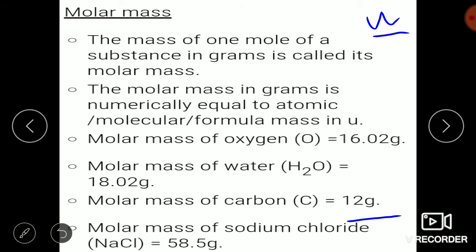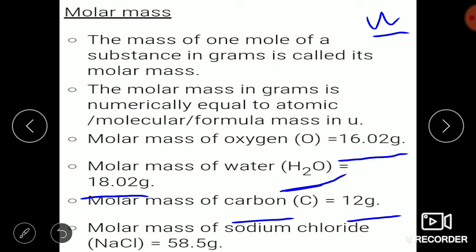For example, molar mass of oxygen is 16.02 gram. But if you have written atomic mass of oxygen, then it would have been 16.02 U. Same as molecular mass of water, if we have taken, we would have written 18.02 U, but whenever we are dealing with the molar mass, it is coming as 18.02 gram. You know how to calculate the molecular mass, the sum of atomic masses. So 2 into 1.008, for oxygen it is 16. So if you sum up, you will get this value.